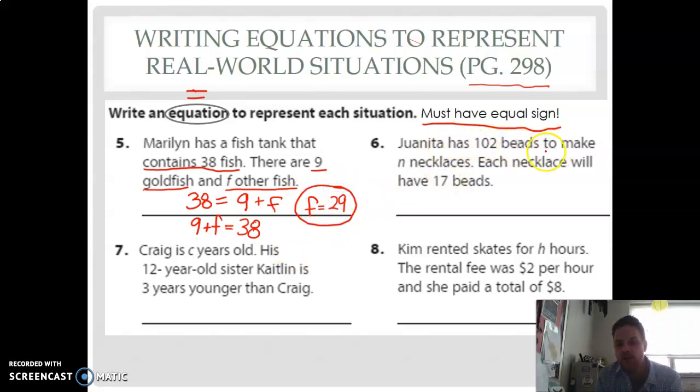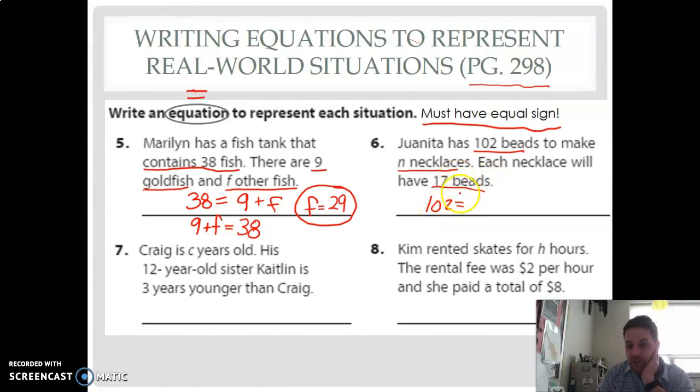Let's go to Juanita. Juanita has 102 beads to make N necklaces. Each necklace will have 17 beads. Okay? Well, I know she has 102 beads total. And I know that from those 102 beads, she's going to make necklaces that each have 17 beads on it. So we need to sit back and think, well, how could I represent this? Okay, so I got 102 beads to make N necklaces. And I know that each necklace will have 17 beads. So let's think.